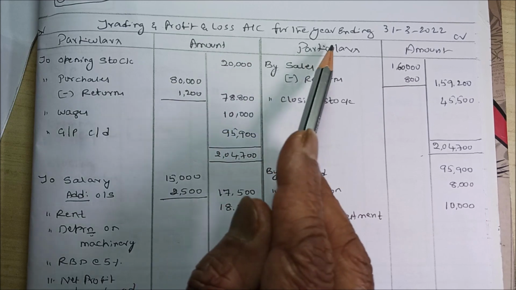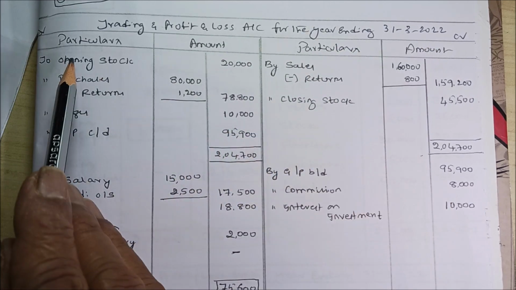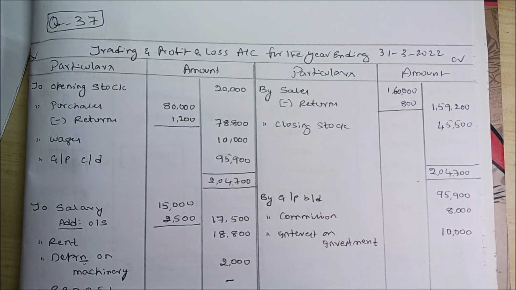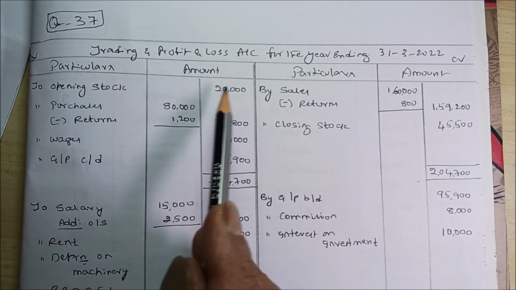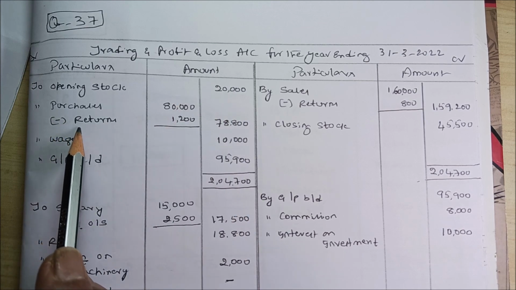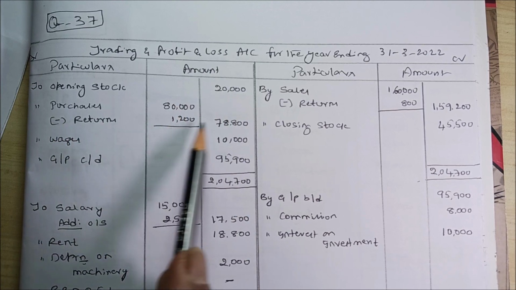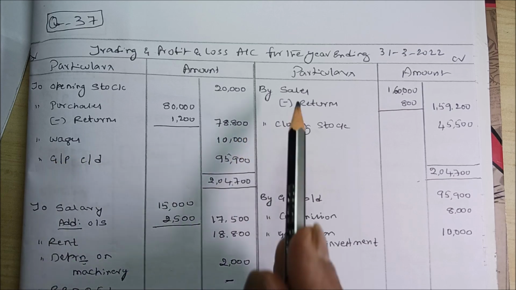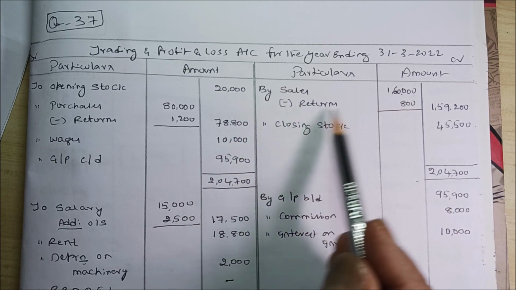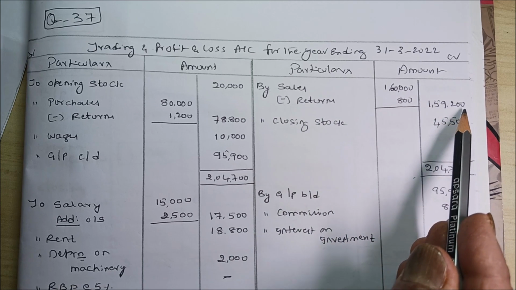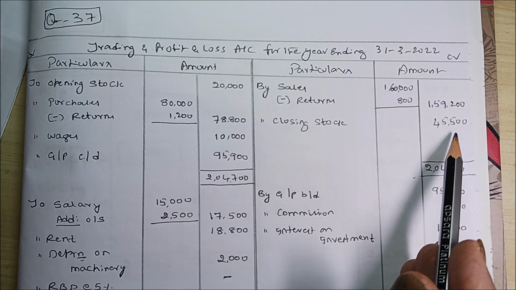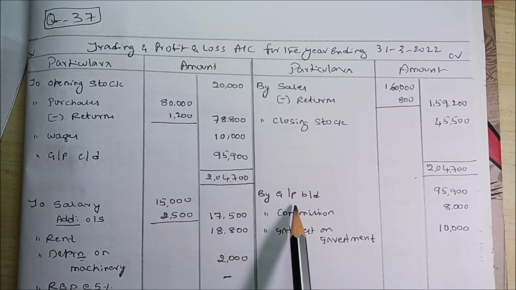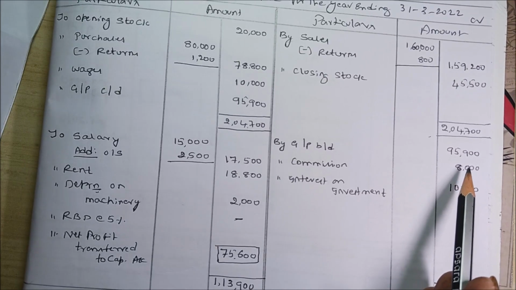Trading and profit and loss account for the year ending 31/3/2022. Particulars, amount, debit, credit. To opening stock 20,000, to purchases 80,000, less returns 1,200, outer column 78,800. To wages 10,000, by sales 1,60,000, less returns 800, 1,59,200. By closing stock 45,500. So gross profit is 95,900. By gross profit brought down 95,900.